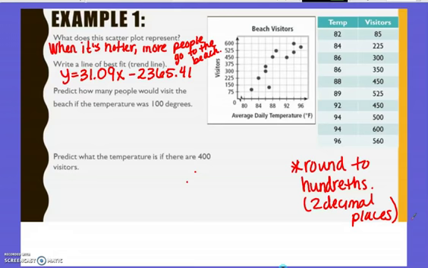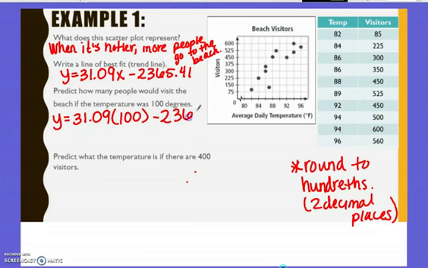Now the new thing here is we need to predict how many people would visit the beach if the temperature was 100 degrees. Look here: temperature is the x-axis. It's where the x's go, right? So what you're going to do is rewrite this whole thing. So y equals, but instead of x, you're going to put 100, because it's 100 degrees.